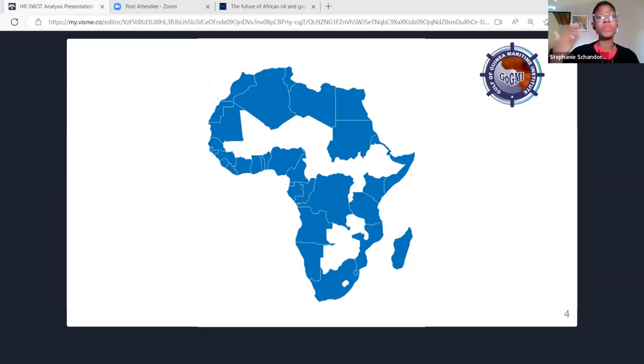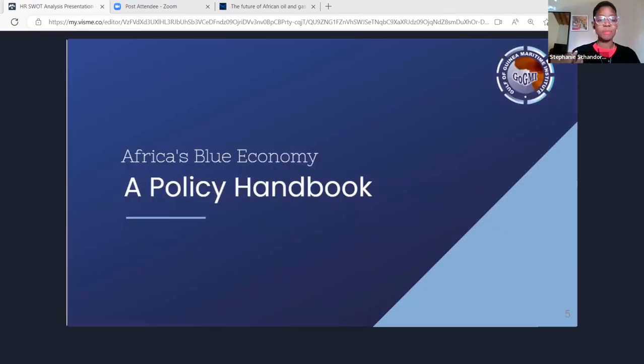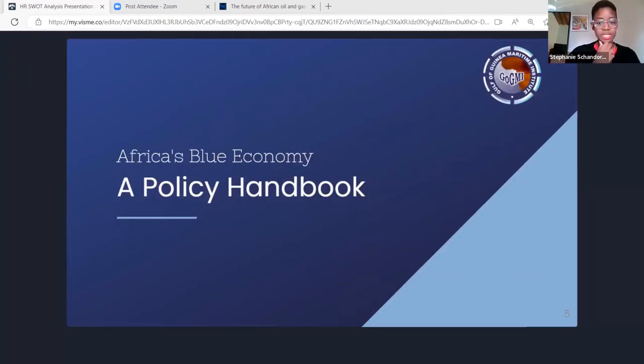And this is even more profound when we recognize the fact that Africa's blue economy is not just limited to the ocean, right? It includes our lakes, our rivers, underground water, and then the productive sectors that draw from these, like fisheries, like aquaculture, tourism, maritime transport, energy, and a host of other related sectors. And this argument on the blue economy you'll find in this book, the title of which I've placed on the screen. It's more of a handbook.